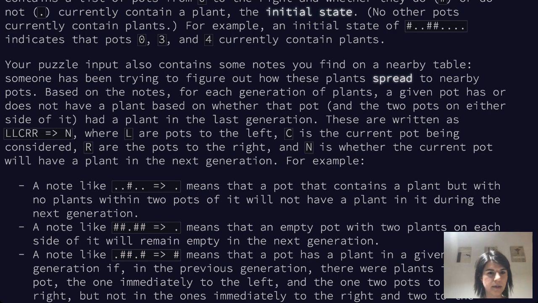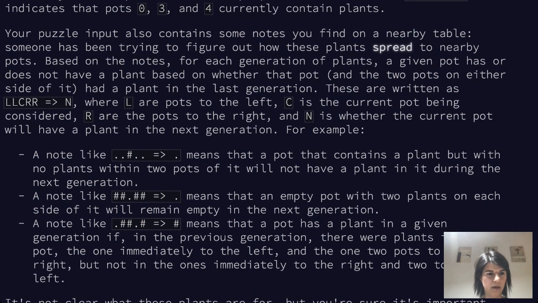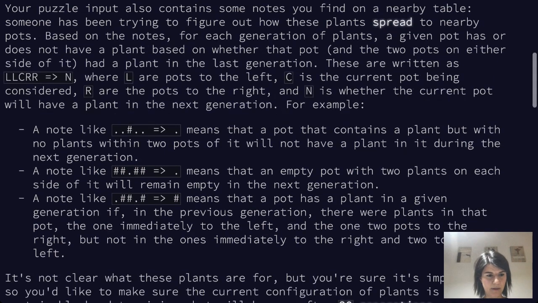Okay, so based on whether the 2 on the left, the 2 on the right, and the pod had a plant. If we have a note like it has a plant in the current pod but not left and right of it, then in the next generation it won't have one. If all the neighbors had a plant but the pod itself didn't, then we don't have one in the next generation. And if it had one and then in this pattern, okay.